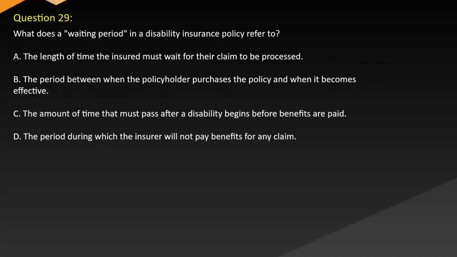Question 29. What does a waiting period in a disability insurance policy refer to? A. The length of time the insured must wait for their claim to be processed. B. The period between when the policyholder purchases the policy and when it becomes effective. C. The amount of time that must pass after a disability begins before benefits are paid. D. The period during which the insurer will not pay benefits for any claim.